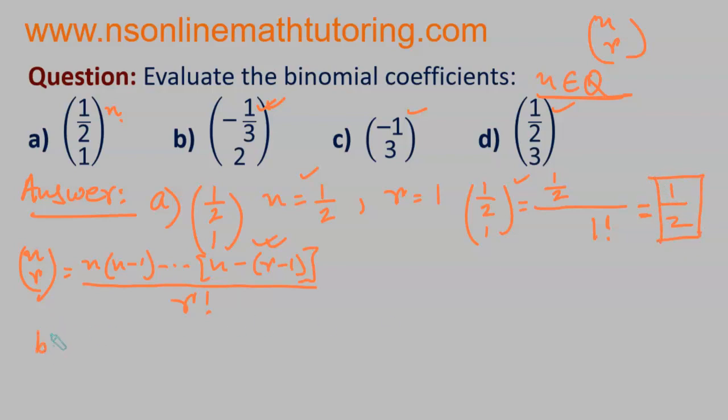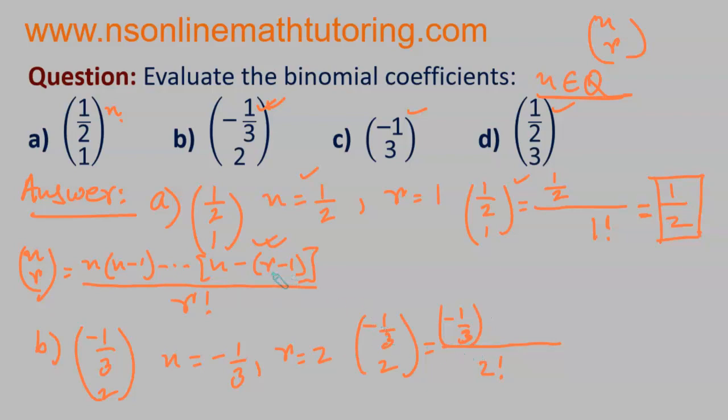What about subpart B? It is minus 1 over 3 C2. So for this case, n is equal to negative 1 over 3 and r is equal to 2. So what is negative 1 over 3 C2? It is equal to, in the denominator it will be 2 factorial, and in the numerator it will be starting with the value of n, that is negative 1 over 3.